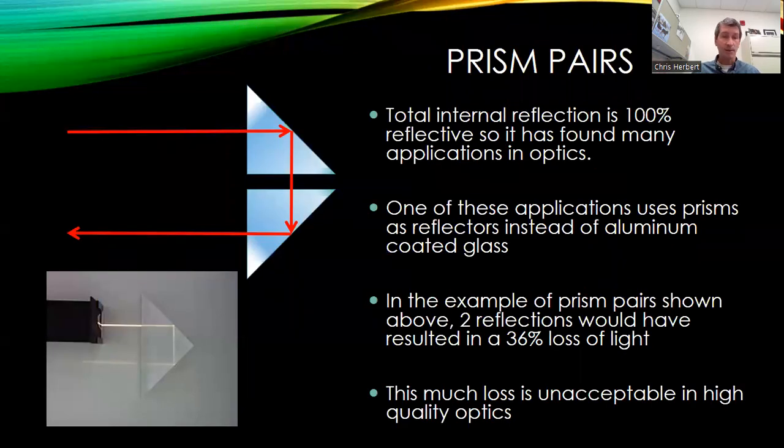For instance, in the case of prism pairs, we can use total internal reflection to basically not lose any of our light. Now, prism pairs are found in binoculars. And the reason why they're used is we know that with every reflection, we get some right to left reversal.